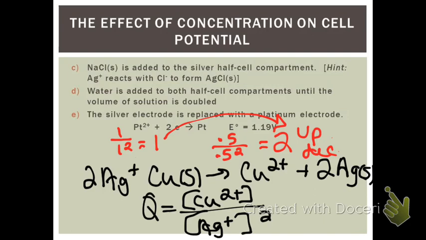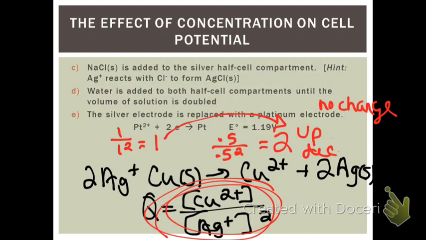The last one, the silver electrode is replaced, there's going to be no change. Changing the solid that's involved is not going to change the concentrations of the ions, so it will have no change on the cell potential.